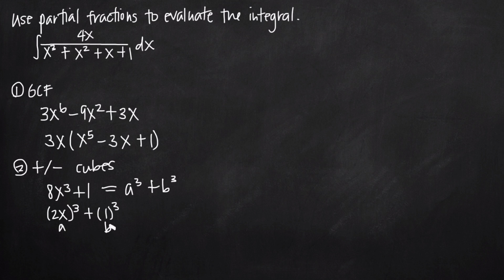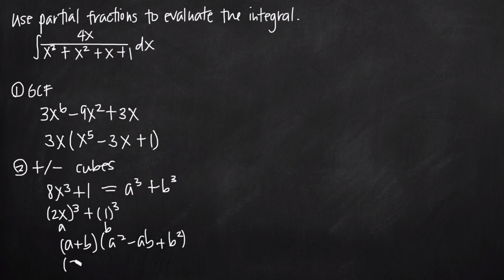If we can identify those two things, then the way that we want to factor the sum of two cubes is with this formula here. We say that a cubed plus b cubed is going to be equal to quantity a plus b, times a squared minus a times b plus b squared. And then we just plug in what we've identified as a and b.